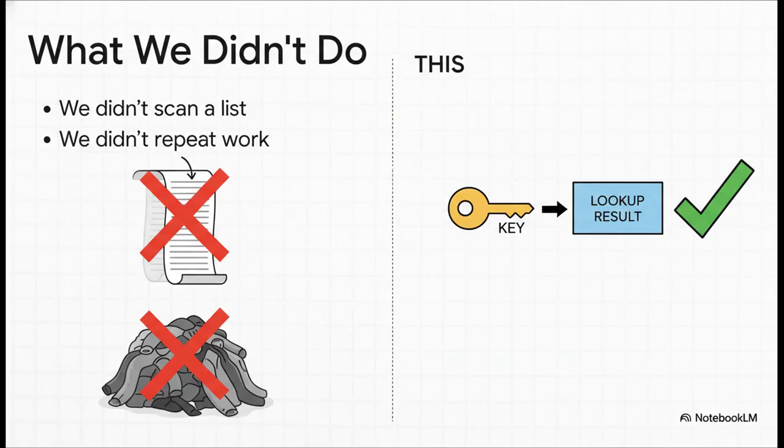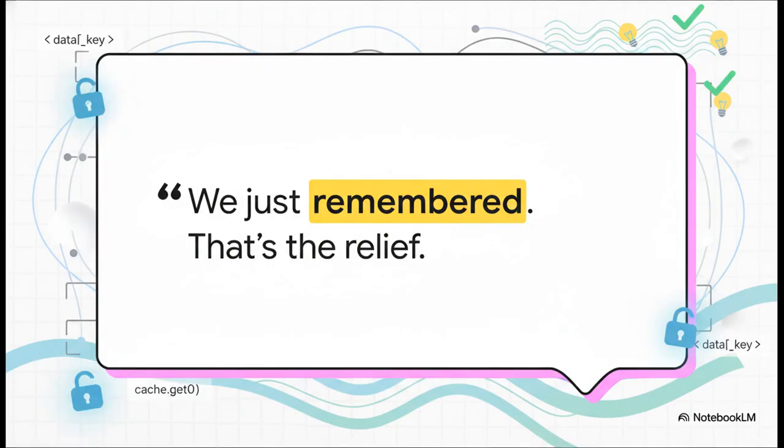So let's take a second and really appreciate what we just avoided doing. We didn't scan a whole list, not once. We didn't repeat our work. We didn't have to dig through that messy pile of coats even a single time. We just asked a direct question, and we got a direct answer. We remembered. And that feeling is the whole point. It's the relief that comes from writing code that's smart, that's efficient, and that doesn't waste its own time.